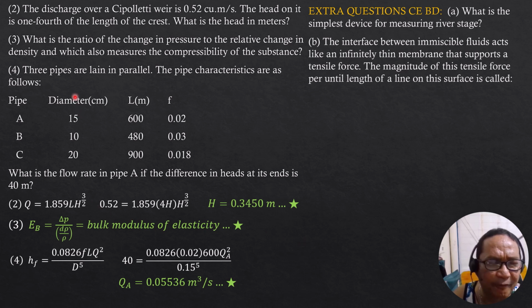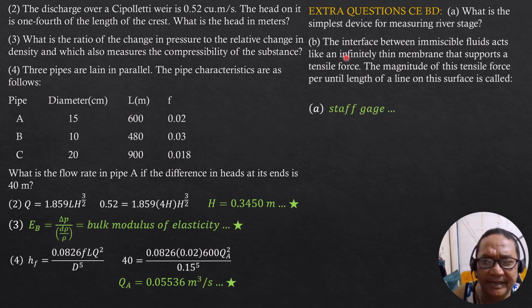Then problem 5, an extra problem now. What is the simplest device for measuring river stage? So it looks like that, or a meter stick. We call that a staff gauge.